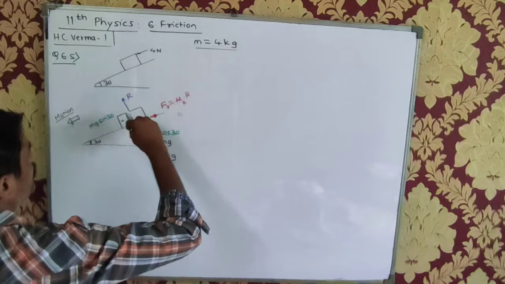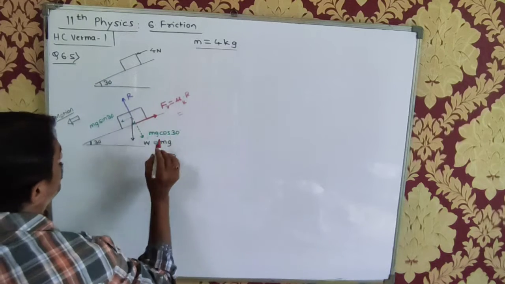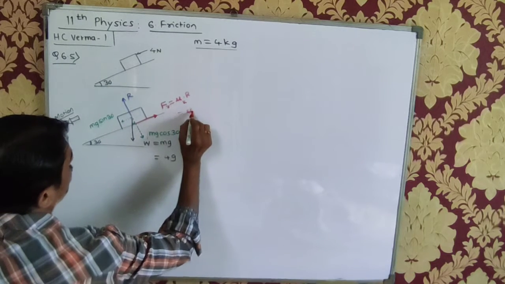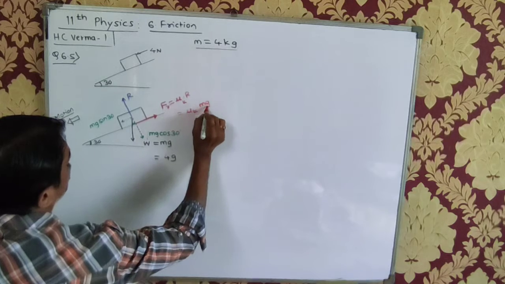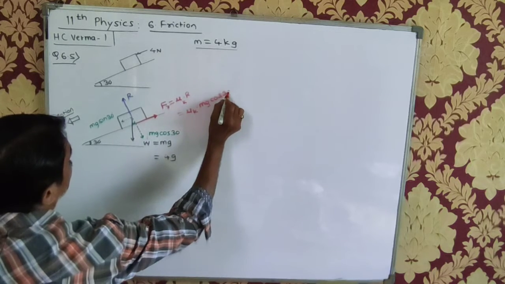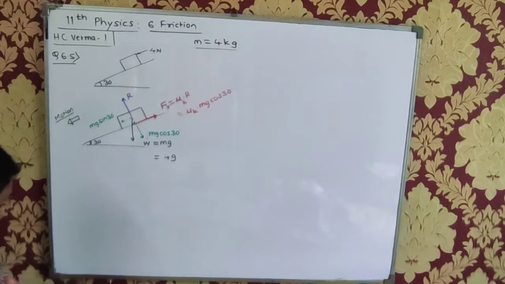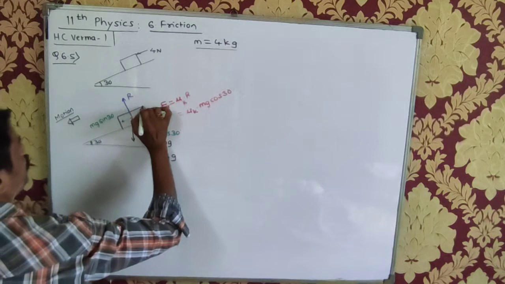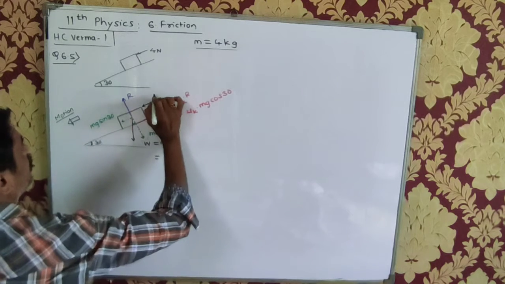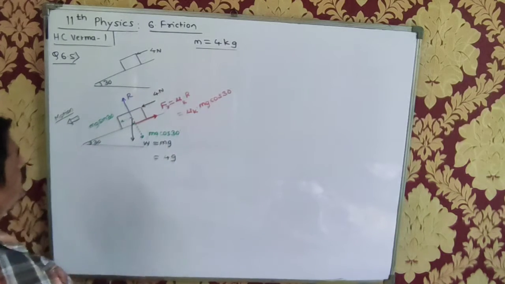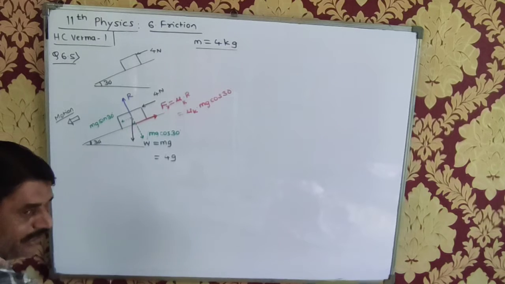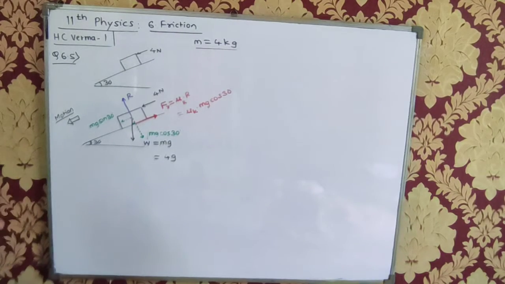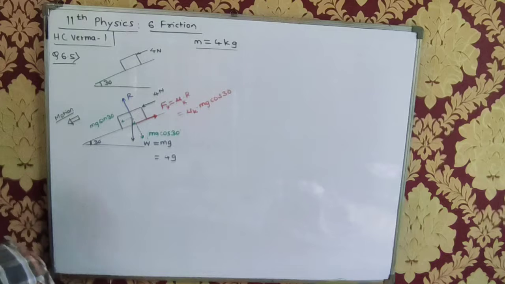But what is the normal reaction equal to? This force is equal to this force. R is equal to mg cos theta. So it will be mu k into mg cos 30, right? But in addition to this, there is one more force acting. That is that 4 Newton force. This 4 Newton force is also acting there. Yes, 4 Newton force.